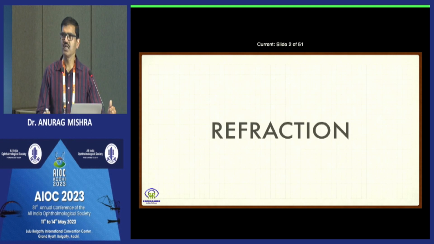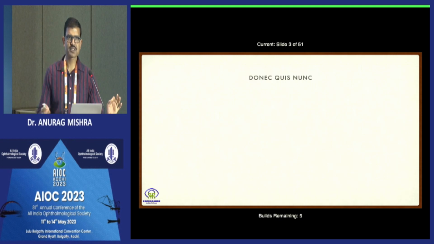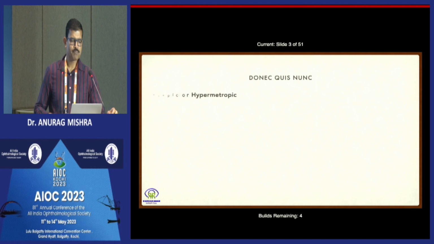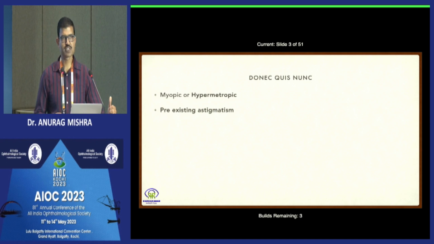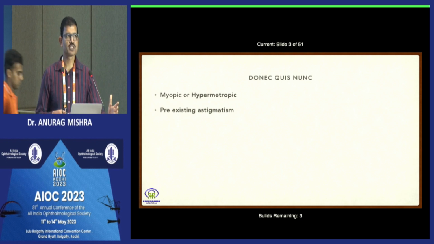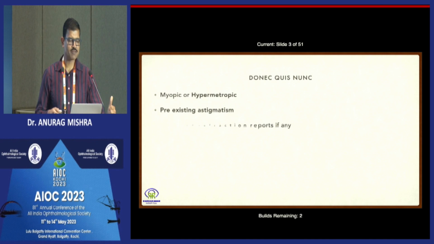Let's start with refraction, the basic refraction that we see in the OPD. We have to see whether the patient is myopic or hypermetropic previously, and whether there's a pre-existing astigmatism or not, based on which we see whether the patient is qualifying for a non-toric or a toric platform.